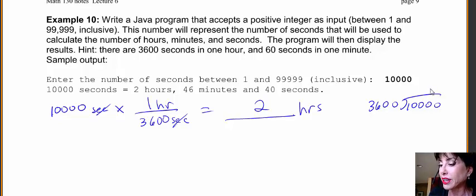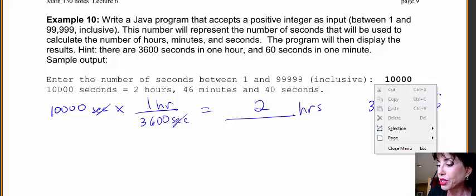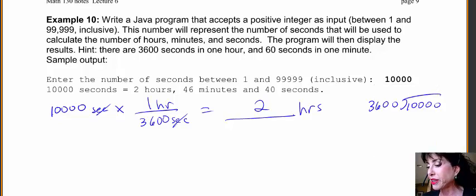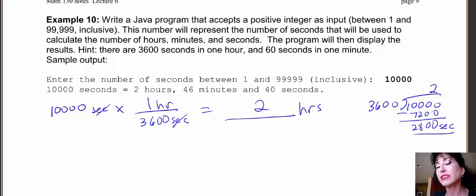But let's do this calculation over here on the side so we could see the leftover seconds. So if we come over here and we found out that there are a maximum of 2 whole hours, 3,600 times 2 is 7,200, and if we subtract 7,200 from 10,000, I believe we get 2,800. So we have 2,800 seconds still left over that we need to convert to the maximum number of minutes, and then we'll have some leftover seconds.